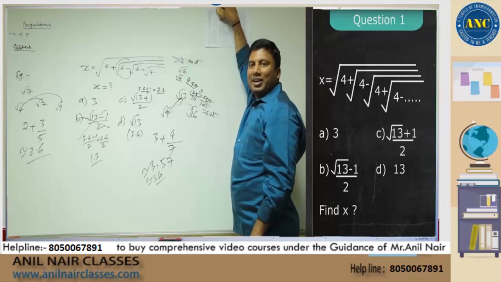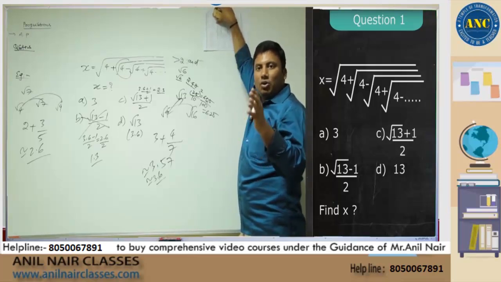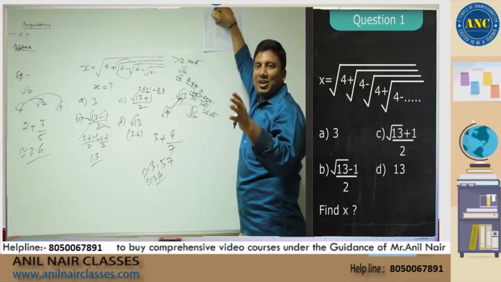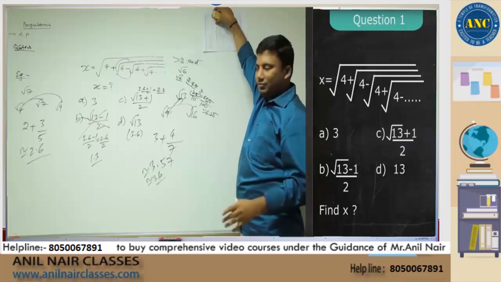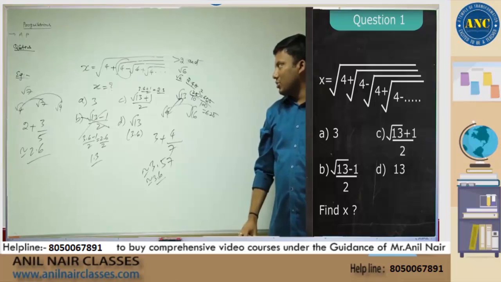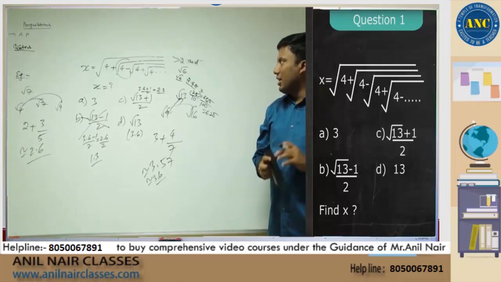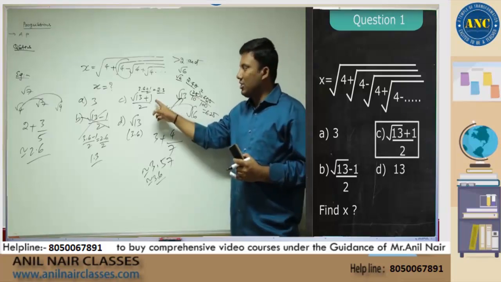What is 25 by 10? 2.5. 2.5 whole square is 6.25. 2.4 whole square is 5.6. Answer lies between 2.4 and 2.5. Play with the answer. Clear? Right? So answer should be which value? It is greater than 2 and less than 2.48. Which option is there? C. Please write.